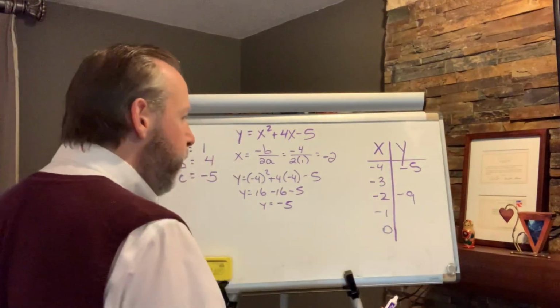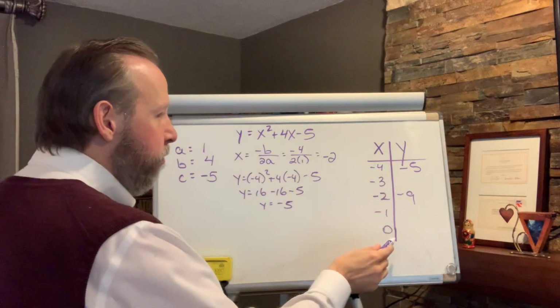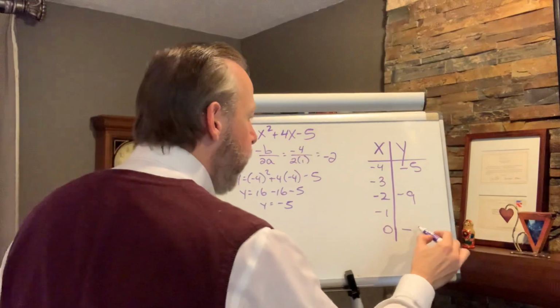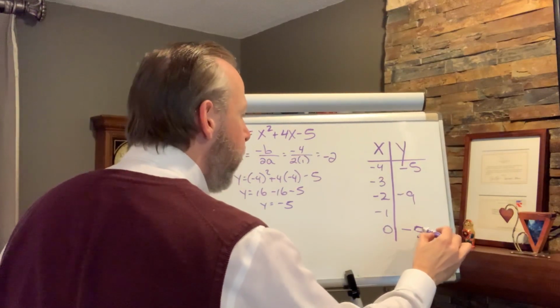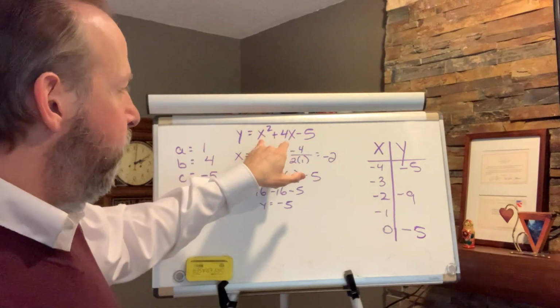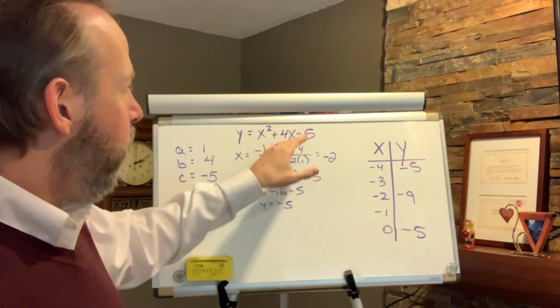I also know that if I plug in the 0, it's going to be symmetric here. It will also be negative 5. It's easy to plug in a 0 here. 0 squared plus 4 times 0, that's just 0, minus 5.